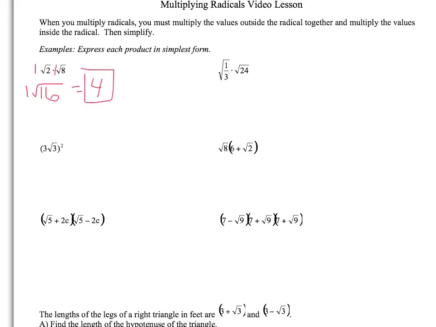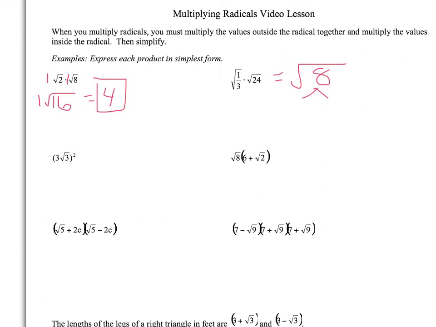For the next one, radical 1/3 times radical 24. Well, multiply the outside, you get a 1. We don't need to show that. Then you multiply 1/3 times 24, you get 8. Radical 8 can break down, so we have to break it down further. 8 breaks down to 4 and 2.